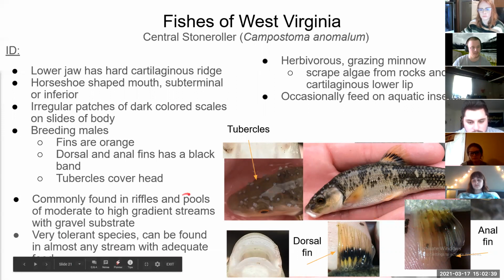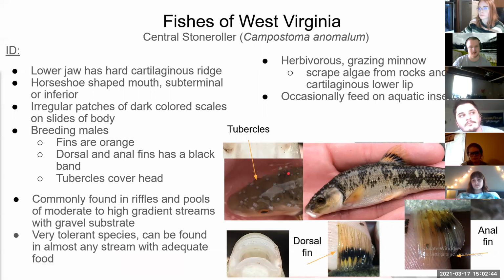It's not as prominent. And they'll also have these tubercles on their head and a little bit back on the nape, so right behind the head. And they extend past the eye, so these are these little bumps here. So I want to make it clear, tubercles are only during the breeding season. So it's not all the time. Yeah, these are breeding males.